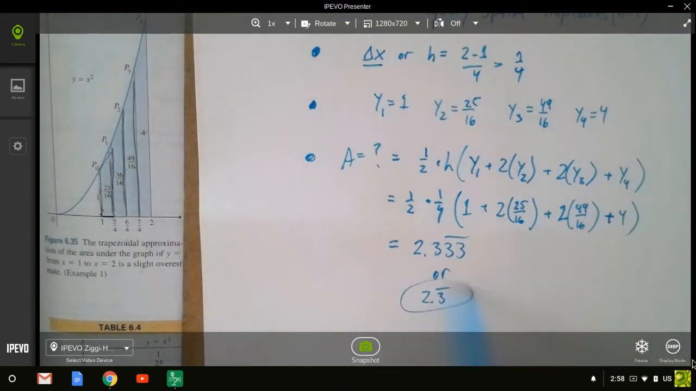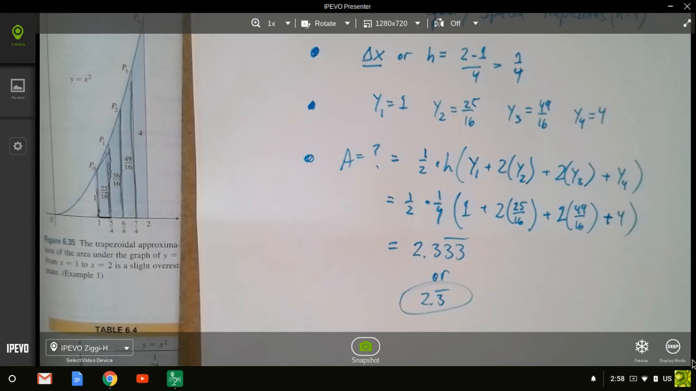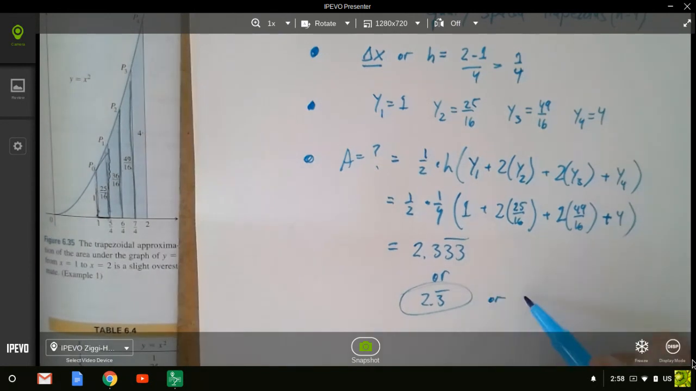Nice. You did it by hand. And does anybody know the fraction, the mixed number with a fraction, what that would be? It's not just 2.3, right? It would actually be 7/3, or 2 1/3.